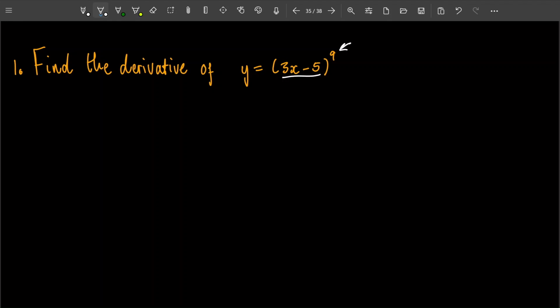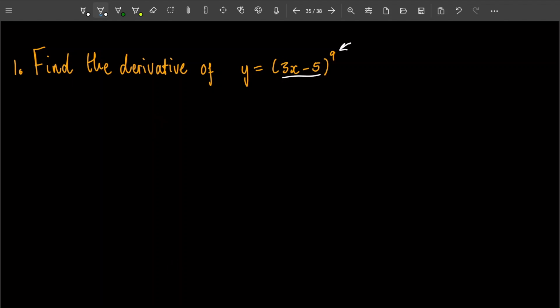Okay, so we have these two. One is raising to the power of 9. The other one is this 3x minus 5. We are going to use the chain rule here because we have a composite function. So it's easy. You just have this whole 3x minus 5, or whatever is inside, raised to a power outside. Whatever the power is, it could be negative or positive, I don't care. Once we have it like that, the only way to find your solution is to use the chain rule. All right.